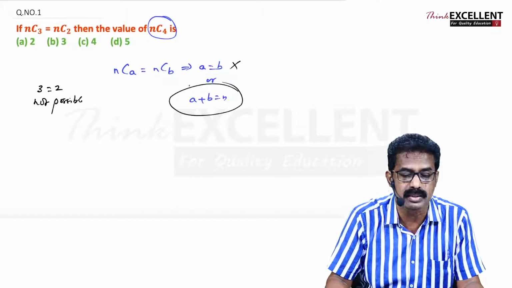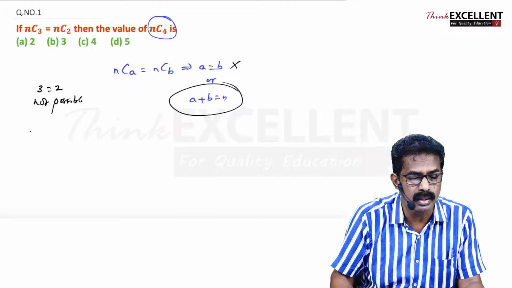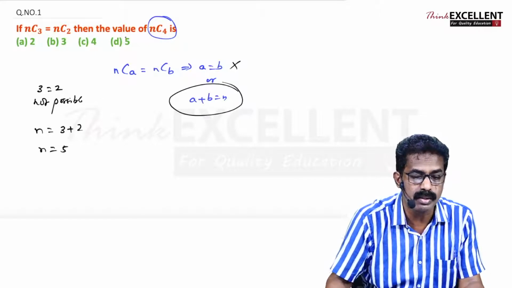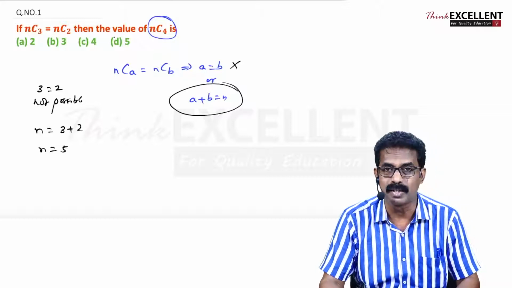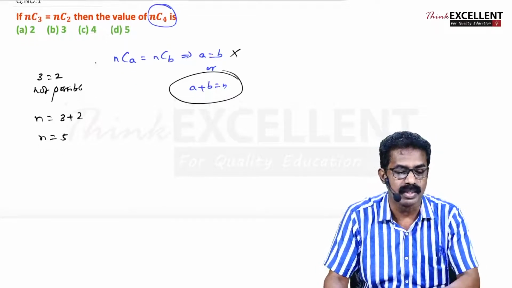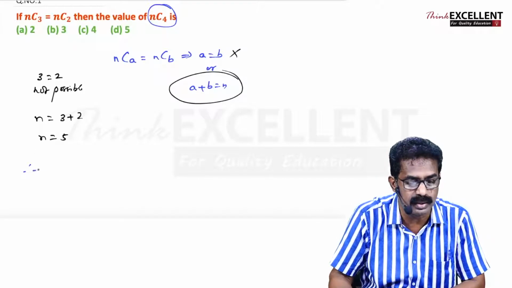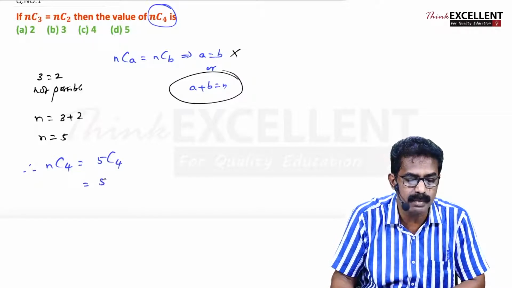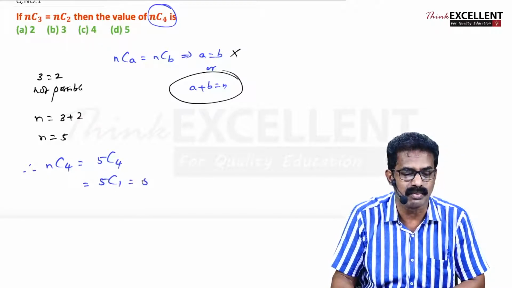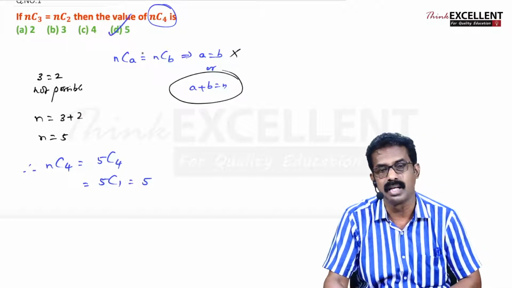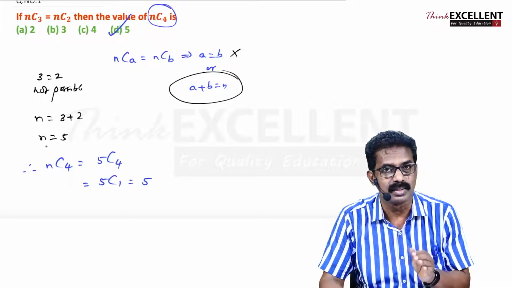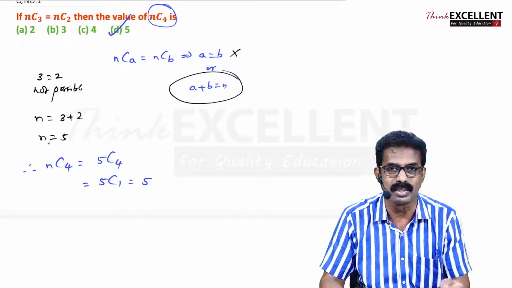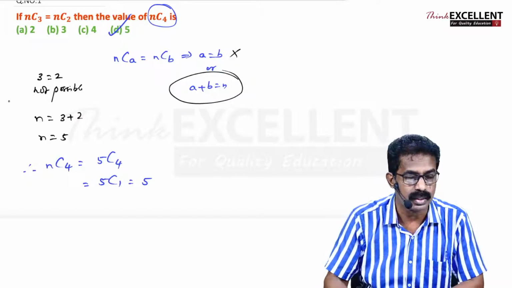So you cannot use this result here. You must use the result a plus b equal to n. So n is equal to a plus b, that is 3 plus 2, so you get n equal to 5. Don't simply mark 5 there. That is the n value, but they asked to find nC4. So nC4 is equal to 5C4, which is the same as 5C1, and 5C1 is 5. So in this case your answer is 5. The n value is also 5, but the answer is 5 not because of that. Unfortunately, in this question that value is also 5 only. So read the question very carefully.